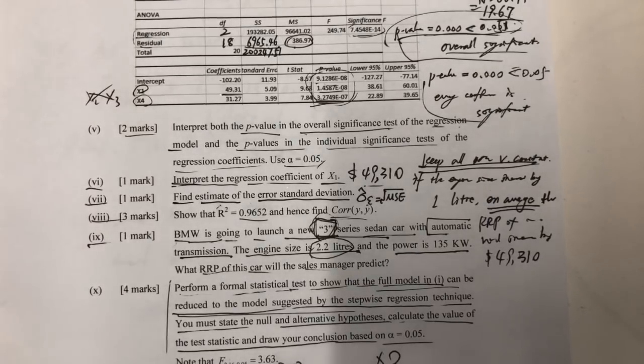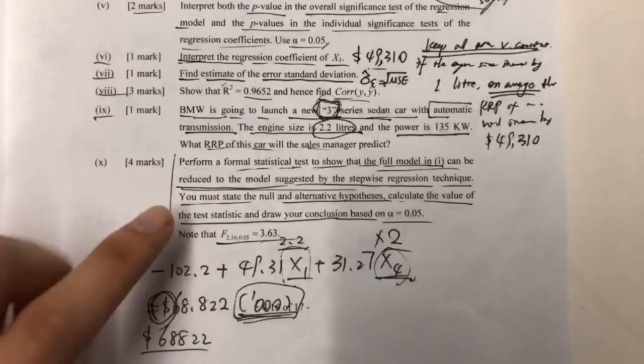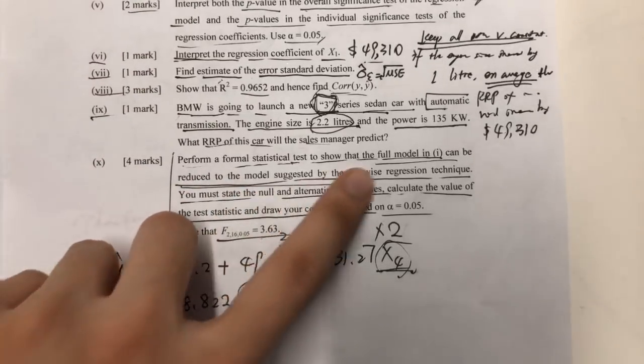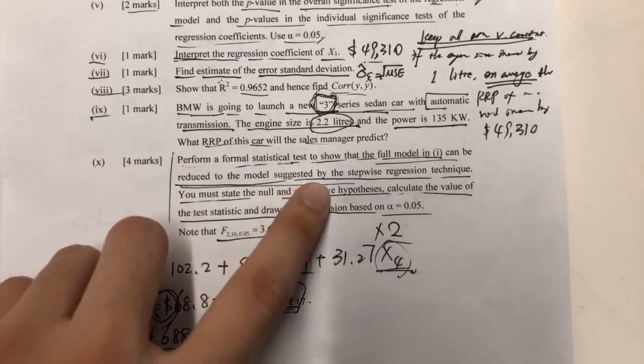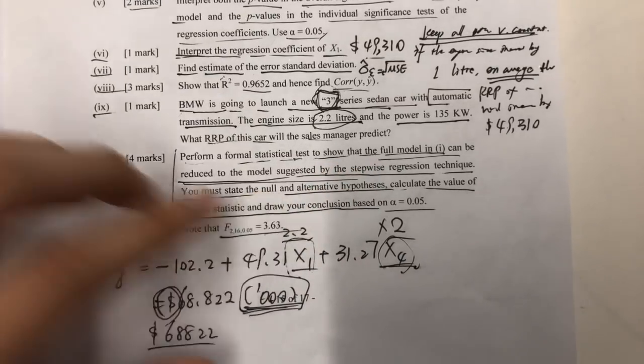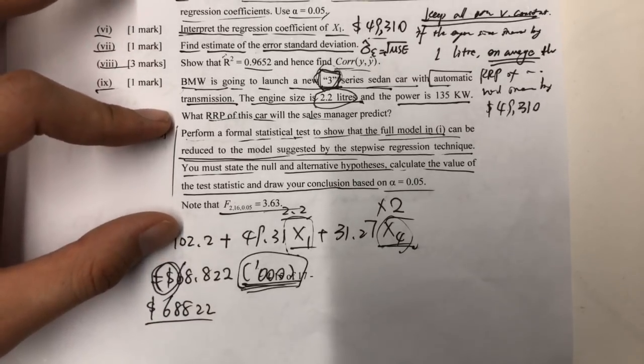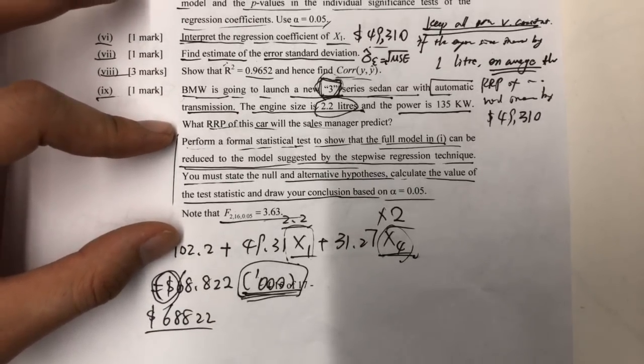Why can't we just use the F value on the ANOVA table to test overall significance? Yes, we can. This is the overall significance test. But in this question, it's asking whether or not this restriction is valid for the reduced model. So this is the time that we use the partial F test or restricted F test.